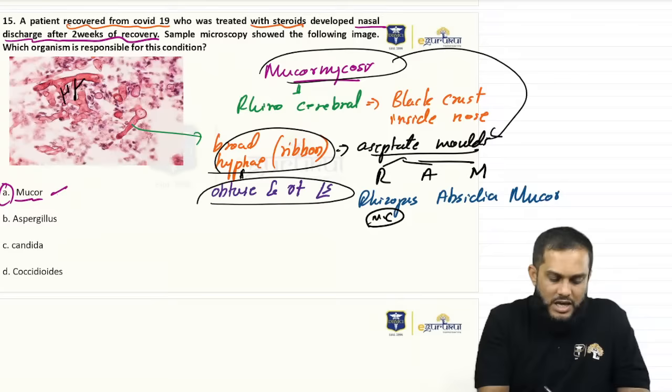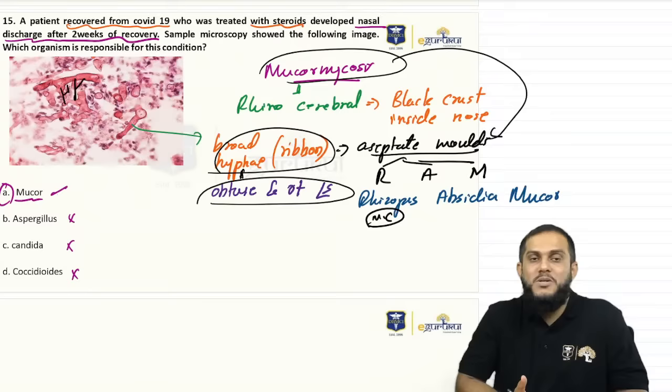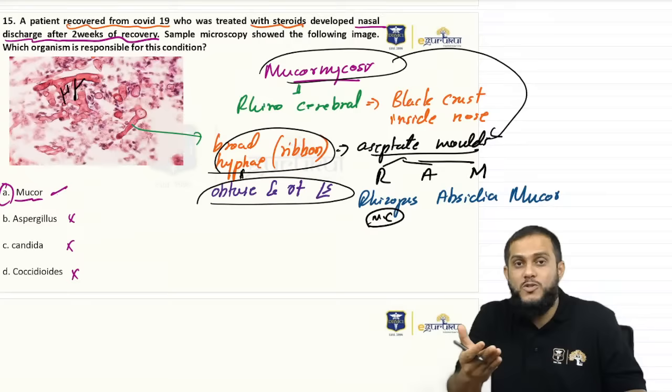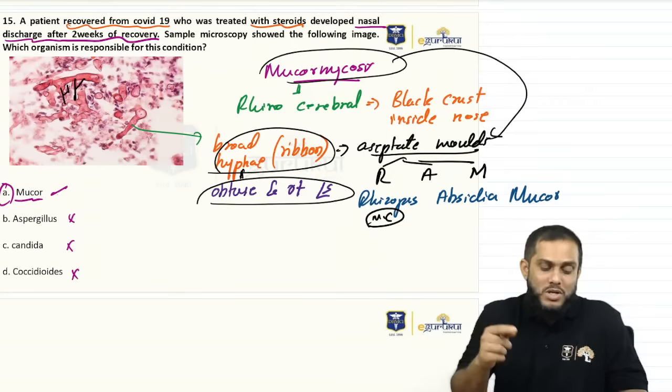Aspergillus, Candida, coccidioides, they won't cause mucormycosis, and they are not aseptate molds. Aseptate molds are only three: rhizopus, absidia, and mucor. The remaining are not aseptate molds. The image says it is an aseptate mold, and the disease says it is mucormycosis. Therefore, the answer is mucor. Very simple. The answer is option E.